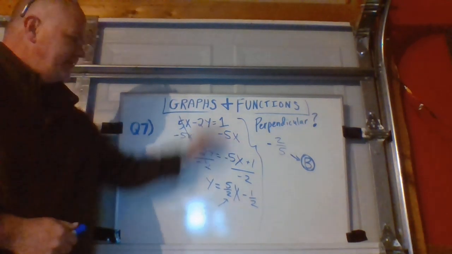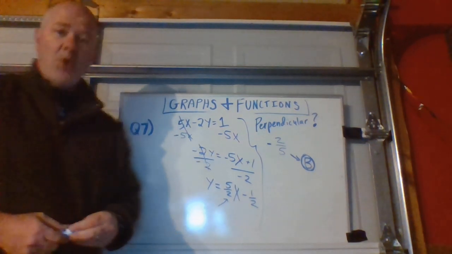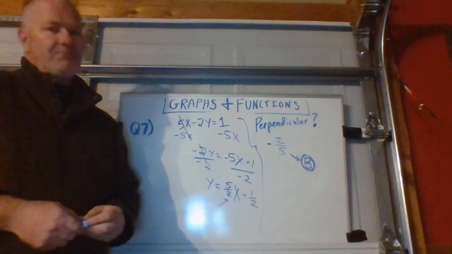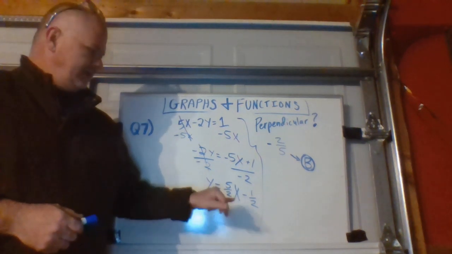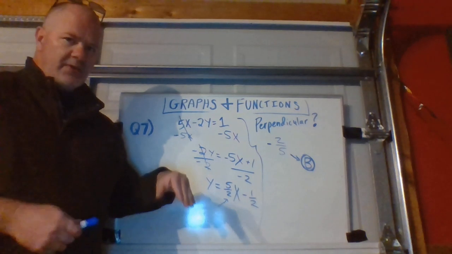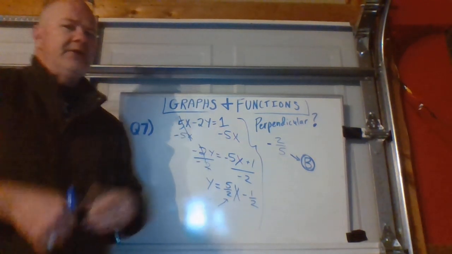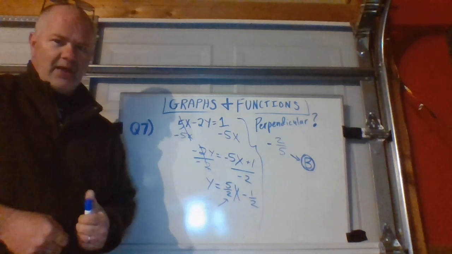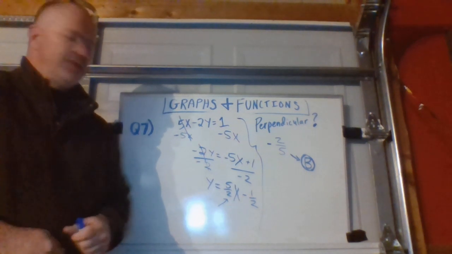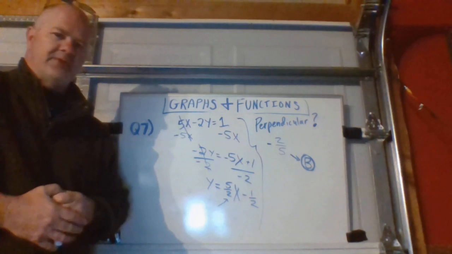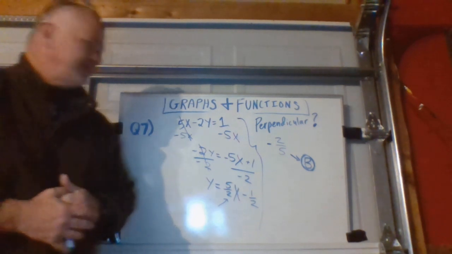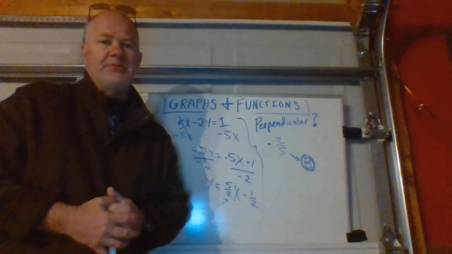So once you get it into this form, if they're asking for something that's perpendicular in slope, you have to take the slope of the original equation, flip it, take the reciprocal, and change the sign. If they're asking for something that's parallel, it has the exact same slope, or the exact same coefficient, or the number that's in front of x. So question 7, final answer is B.